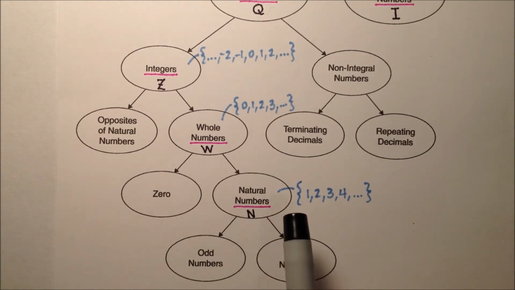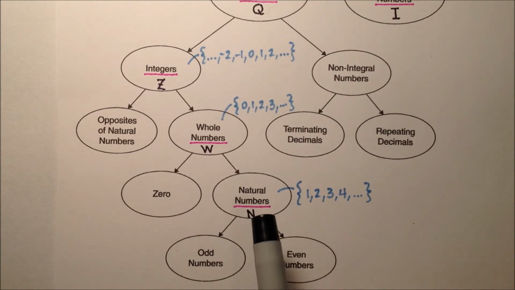We call them counting numbers because you use them to count, like in hide and go seek. You start at 1 and continue from there. The natural numbers are comprised of two popular sets: the odd numbers, 1, 3, 5, 7, 9, and so on, and the even numbers, 2, 4, 6, 8, 10, and so on.